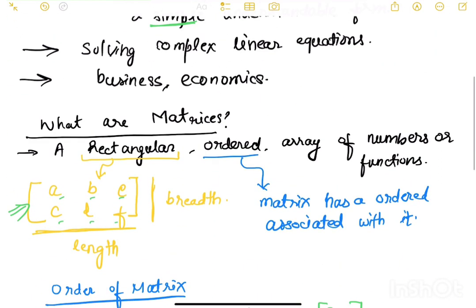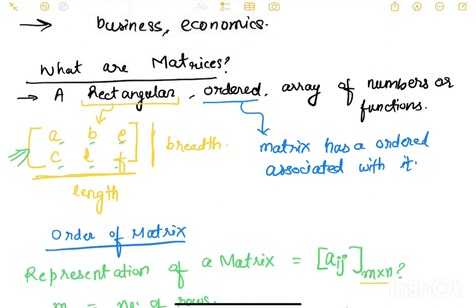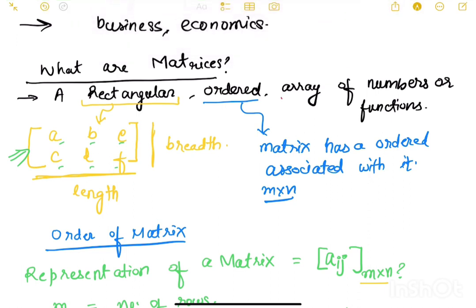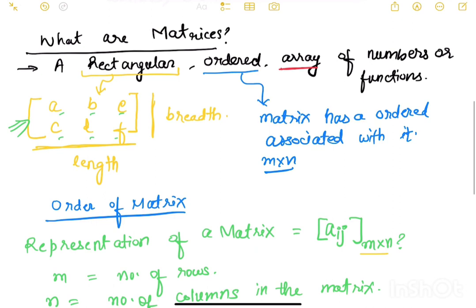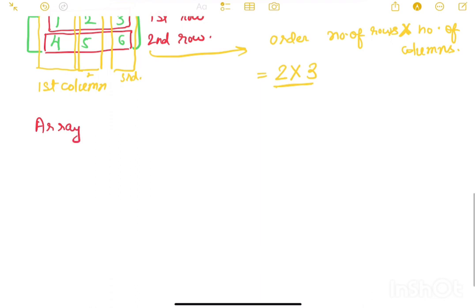Now let's come back to the definition of matrices. I have just explained what we mean by rectangular, right? And what an order is. Order is simply the number of rows multiplied by the number of columns. Okay, now the next thing is that it is an array of numbers or functions. Now array, by definition, means that it is a collection of numbers, or it can be functions.